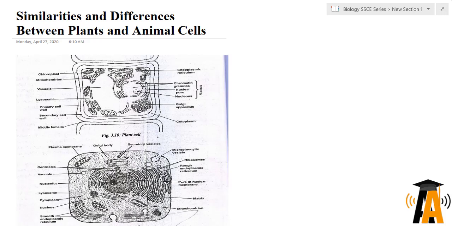Now very quickly, looking at the cell, we have similarities and differences between plant and animal cells. But to be wise, we just do a little review on the cell as a topic. Since we've started with the cell from the beginning, I would say the cell is defined as the structural and functional unit of a living organism. That is the basic unit of life. That's the cell.